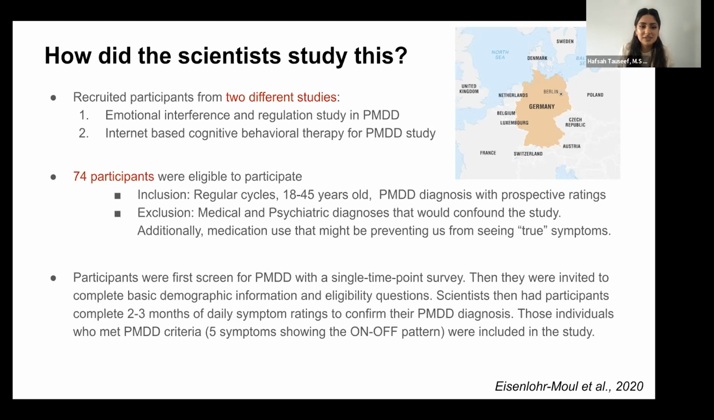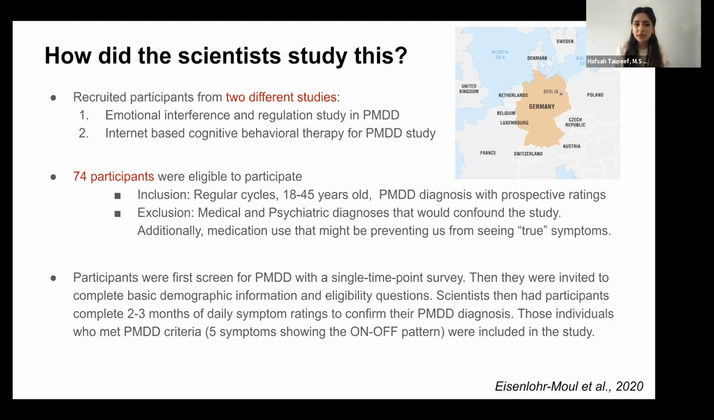So how did the scientists do the study? They recruited people from 2 different studies: the emotional interference and regulation study and an internet-based cognitive behavioral therapy study for PMDD. 74 people were eligible to participate, and the study was done in Germany, I should mention that.